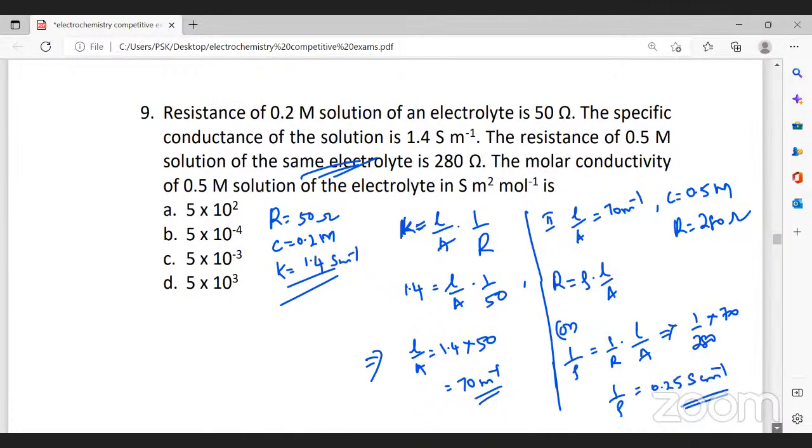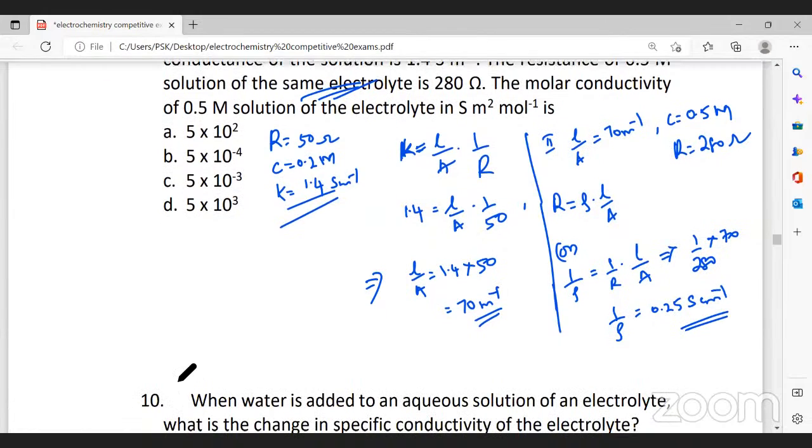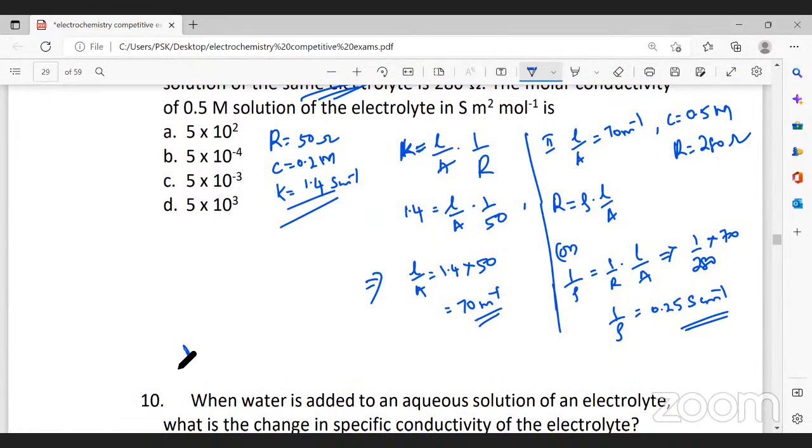Now they're asking you to calculate molar conductivity. In order to calculate molar conductivity, lambda is equal to kappa into 1000 divided by C. Or we can also write this lambda as kappa in Siemens per meter divided by 1000 liter per meter cube into molarity.